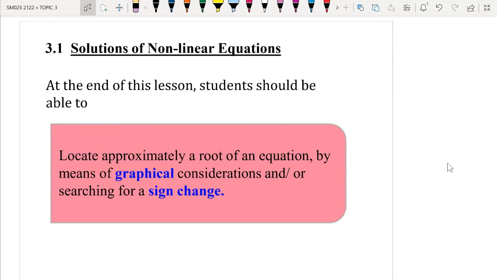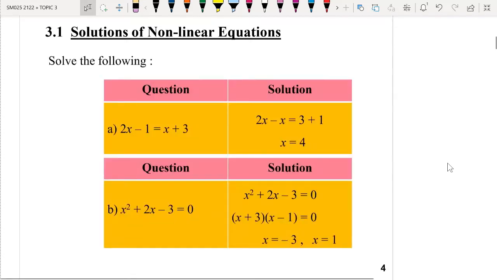In this video, we will learn about solution of nonlinear equation. So a little bit of introduction. All this while, you already learned how to solve a linear equation. For example, question A, if we have 2x minus 1 equal to x plus 3, you only have to rearrange back the equation to obtain the value of x.